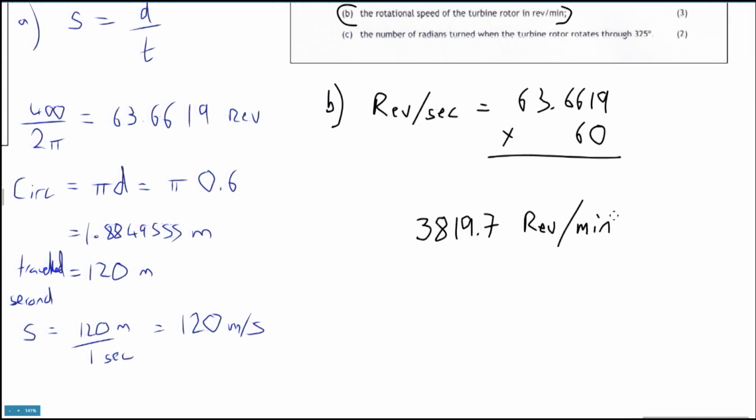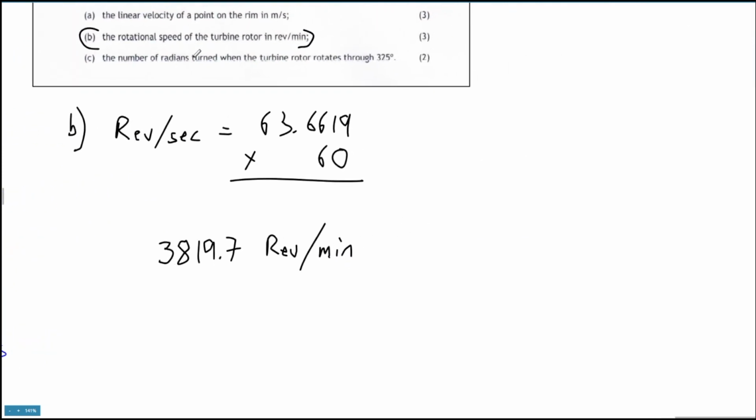That was easy. And then part C is the number of radians turned when the turbine rotates through 325 degrees. That's very easy as well. We're just going to use one piece of information to do this. Now, radians are a bit annoying because it's like another language. We're not used to speaking it.